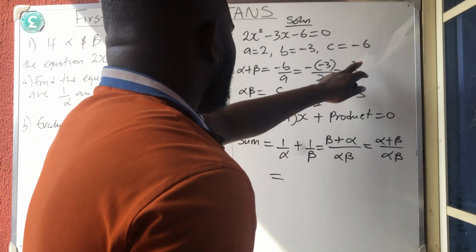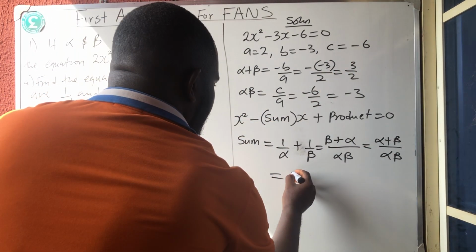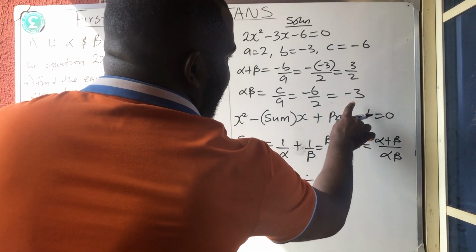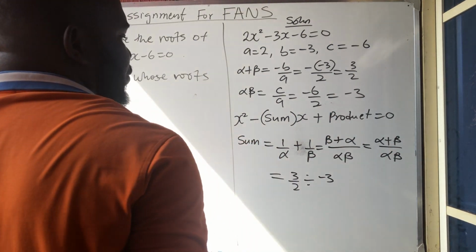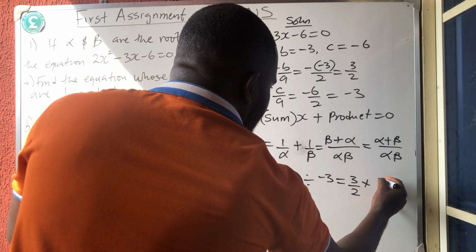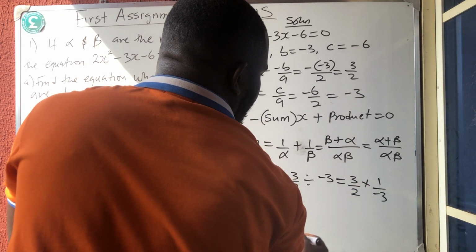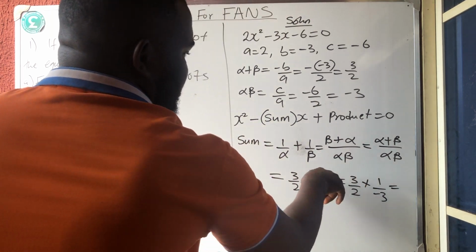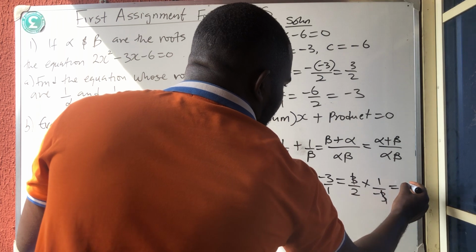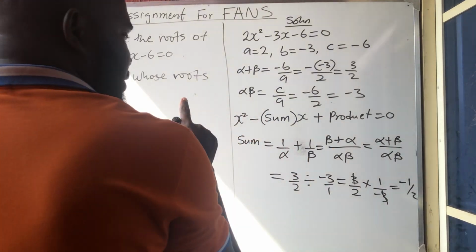So which is equal to, alpha plus beta gave us 3 over 2, 3 over 2 divided by, because over means divide, divided by minus 3. So if I change divide to times, I'm going to have 3 over 2 times 1 over minus 3, okay? Because in changing division to times, they will swap. So 3 will cancel 3. I'm having minus 1 over 2. So this is the sum.